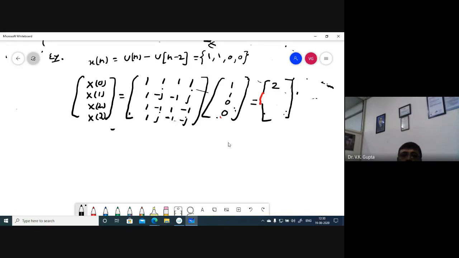The second point will be 1 minus j plus 0 plus 0, 1 minus j. The third point will be 1 minus 1, 0, plus 0 plus 0, 0. The fourth will be 1 plus j plus 0 plus 0, it's 1 plus j. So the output is 2, 1 minus j, 0, 1 plus j. These are the calculations through the matrix method.